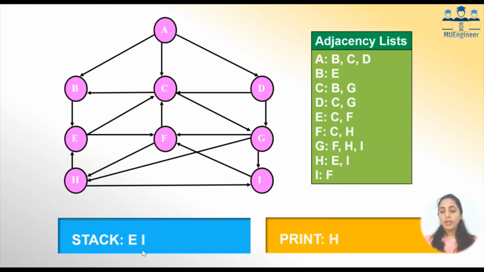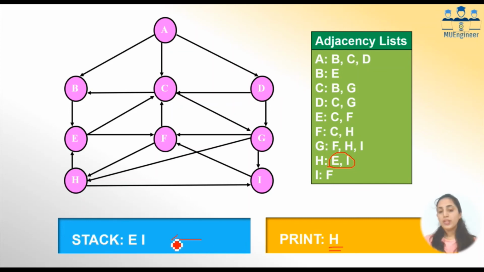As per the algorithm, we have to pop out H. So when I pop out H, I'm printing it, that's why I have written it on this side, and I have to push its neighbors. So who are the neighbors of H? E and I. So E and I have been pushed to the stack.